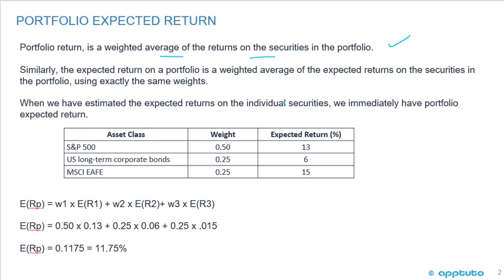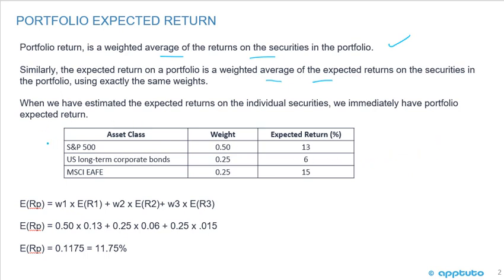Similarly, the expected return on a portfolio is a weighted average of the expected returns on the securities in the portfolio using exactly the same weights. So when we have estimated the expected returns on the individual securities, we immediately have portfolio expected return.